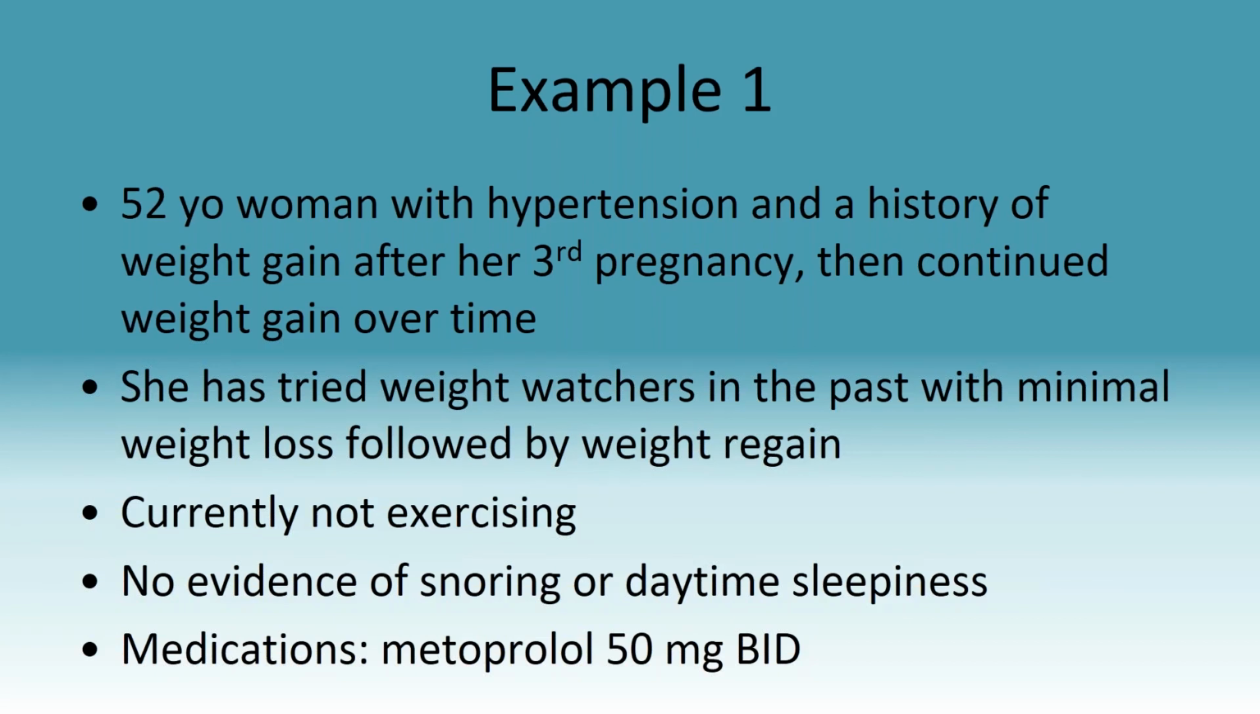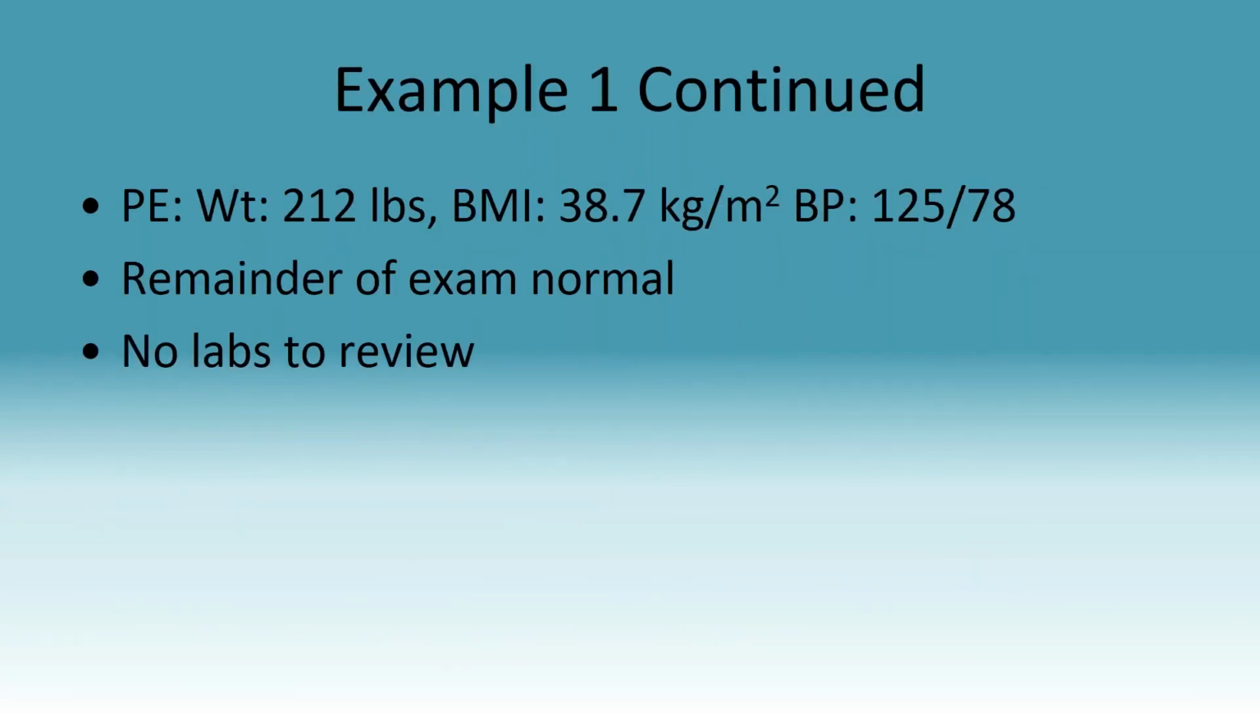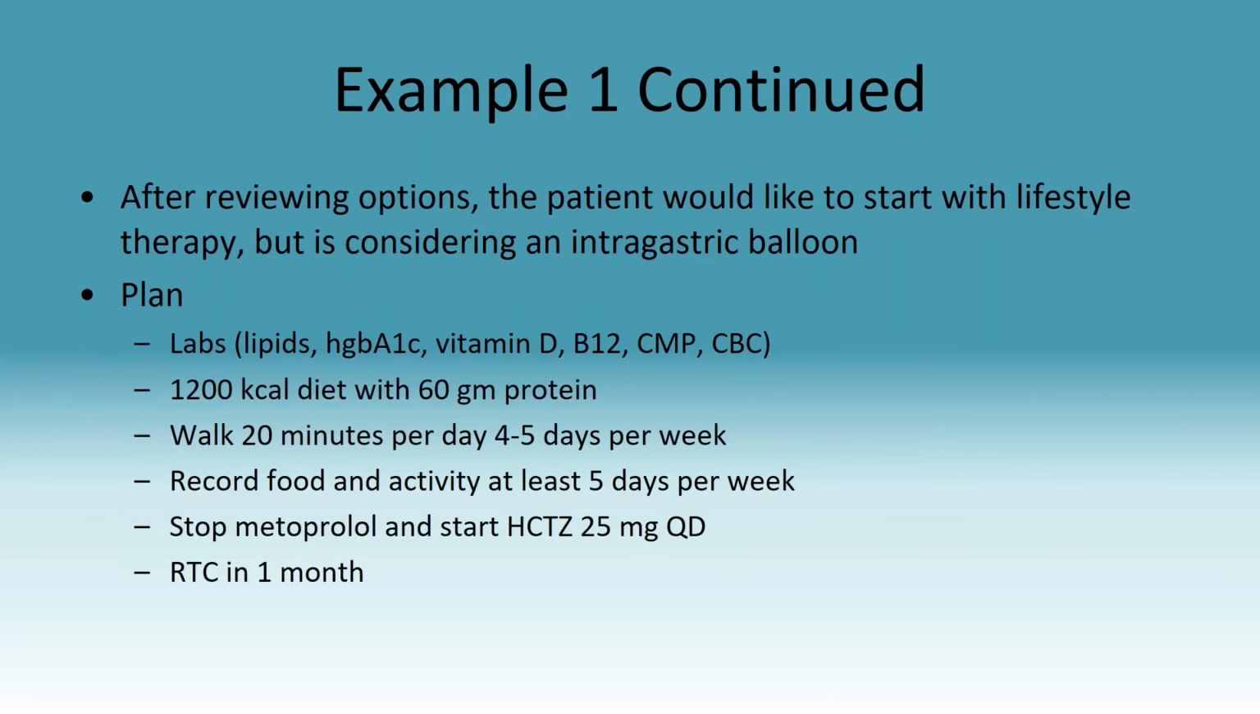She's currently not exercising. She has no evidence of snoring or daytime sleepiness, and her current medications include metoprolol 50 milligrams twice a day. Her current weight is 212 pounds for a BMI of 38.7 kilograms per meter squared, and she has a blood pressure of 125/78. The remainder of her exam is normal, and there were no labs to review. And this is pretty common among many of the patients that I see. They come in previously not having any recent labs or having any evaluation for obesity-related comorbidities.